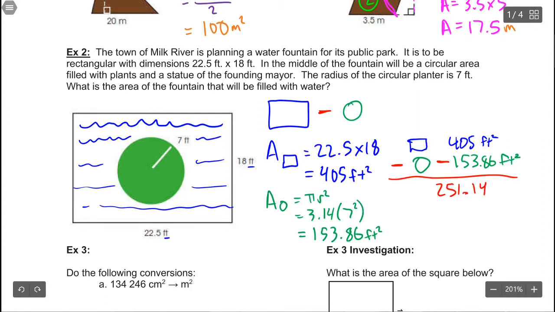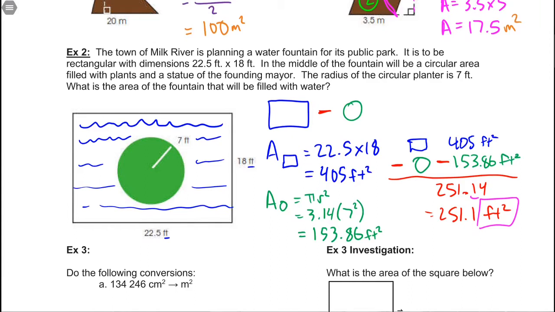251.14. Now let's say the question wanted us to round to the nearest tenth. In this case, rounding to the nearest tenth is nice and easy. That's 251.1 because the 4 we round down. Feet squared. Don't forget your units, as always.